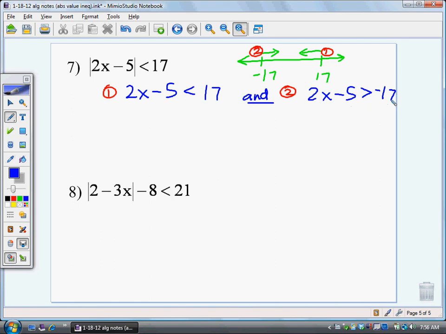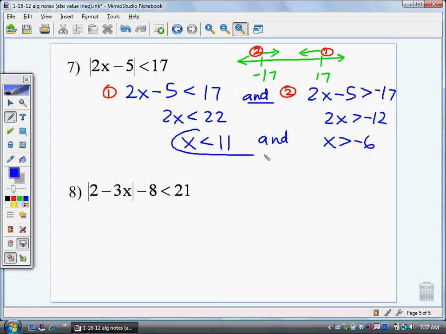So we add 5 first. 2x is less than 22. And when you divide by 2, you get that x is less than 11. And here, when you add 5, you get 2x is greater than negative 12. Therefore, x is greater than negative 6. There's your compound inequality with the word "and". If you write it out as just one, you get negative 6 less than x less than 11.